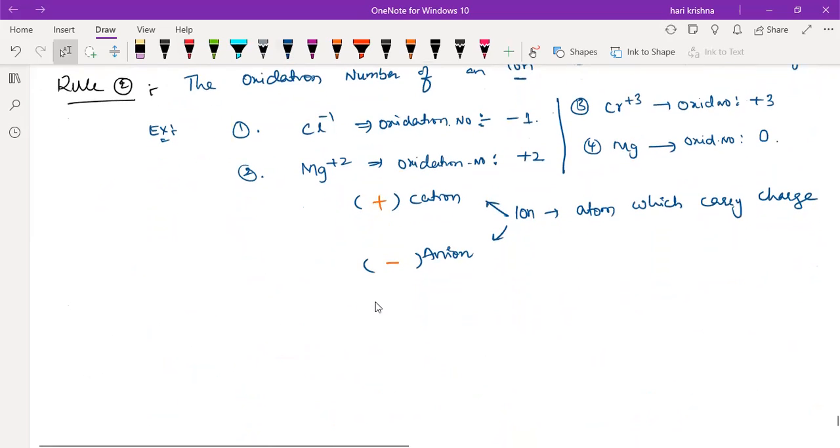So Cl minus and Mg2 plus, all these are ions, not compounds. Whichever is carrying the charge, that is an ion, right? So Cl minus 1 is an ion, an anion. Mg plus 2 is a cation. Cr plus 3 is a cation. Mg is the neutral atom, elemental form.